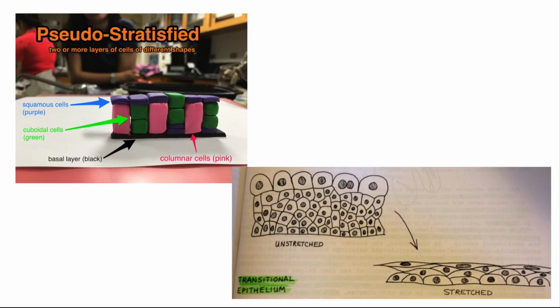Pseudostratified columnar epithelium consists of 2 or more layers of cells of different shapes atop the basal layer. Transitional epithelium consists of cells that change shape depending on the degree of stretch it is undergoing.